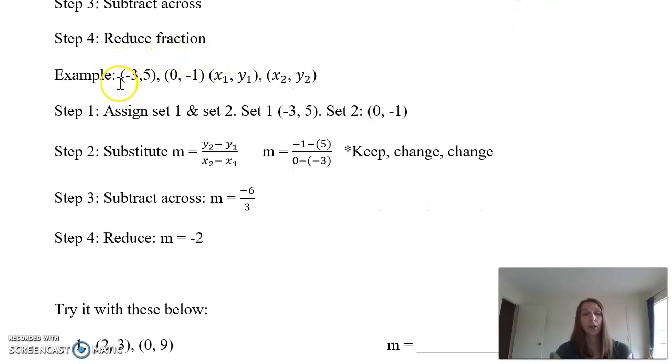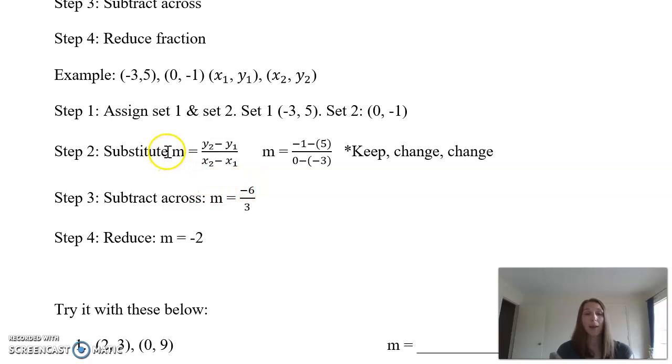Our coordinate points are -3, 5, and 0, -1. So we have x1, y1, and x2, y2. So our step 1, assign set 1 and set 2. So set 1 is now going to be -3 and 5, and set 2 is 0, -1. So we need to substitute y2 minus y1 over x2 minus x1.